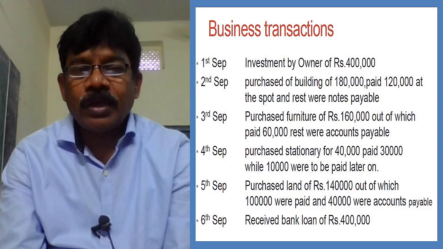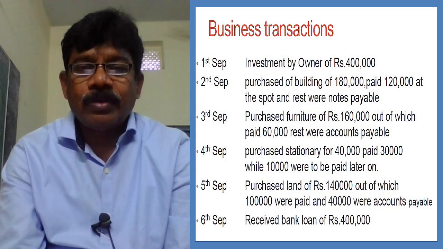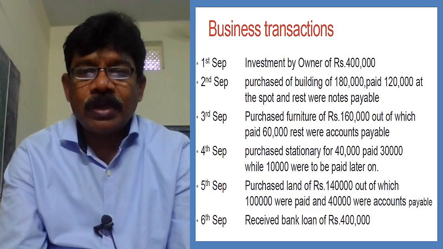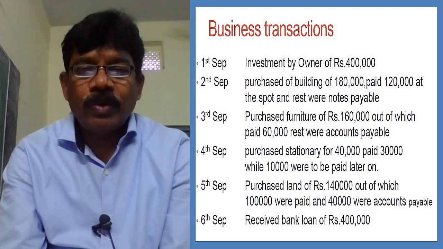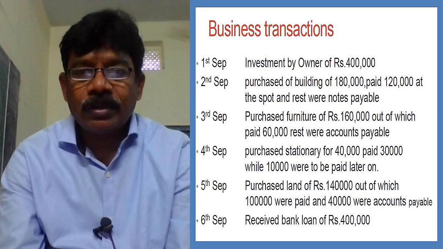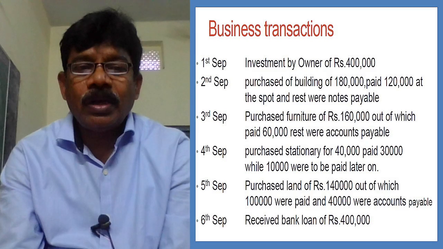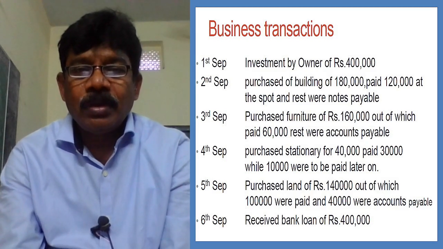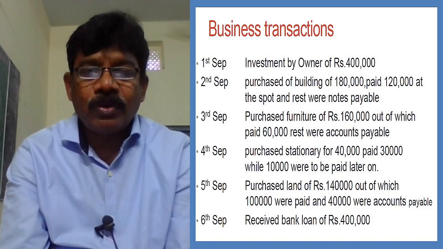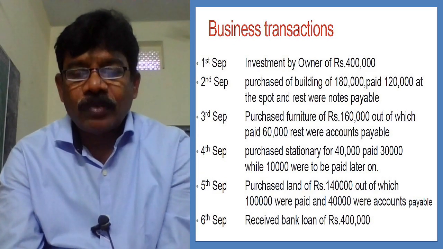I will show you, okay? In the next video, I will solve this problem. Next, purchased building 1,80,000. In the previous transaction, what is the cash amount? 4 lakhs. From that, we paid 1,80,000. Now cash is 2,20,000. Building is 1,80,000. Total assets is cash 2,20,000 plus building 1,80,000, total amount is 4 lakhs. No change in owner's equity, capital 4 lakhs, as it is.